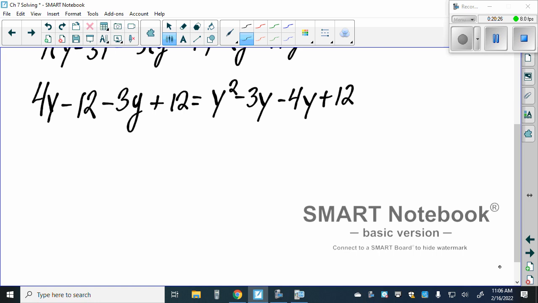The left-hand side of this is actually kind of nice. When we combine like terms, 4y minus 3y is y. Negative 12 plus 12, we just get y. On the other side, we'll have y squared minus 7y plus 12.